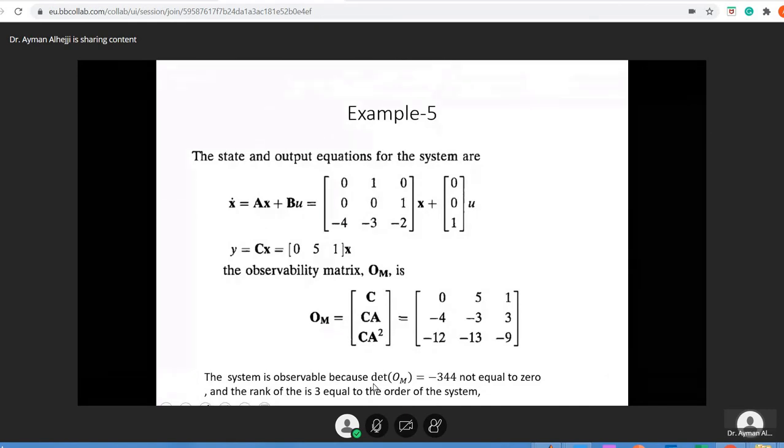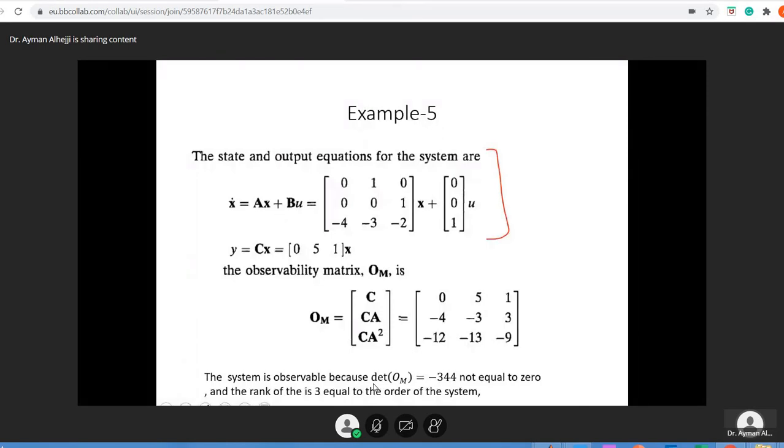So here is an example to determine the observability. As we mentioned before, we only relate the A matrix with the C matrix. We know this matrix is 3 times 3, with 3 rows and 3 columns. So we make sure we have 3 rows. First we start with C, then C times A, and then C times A squared.